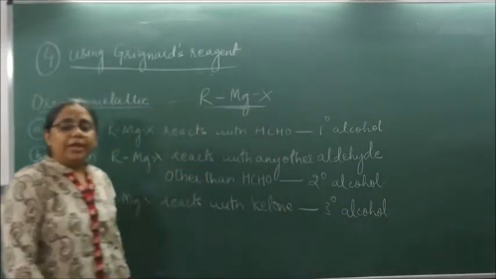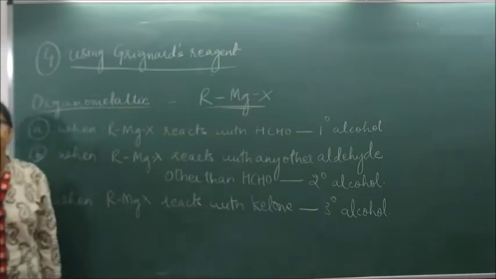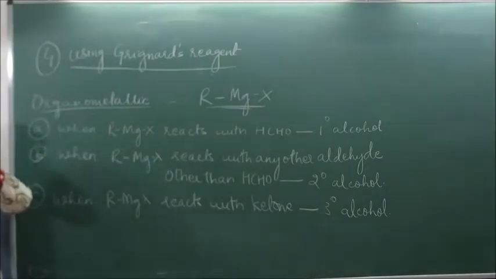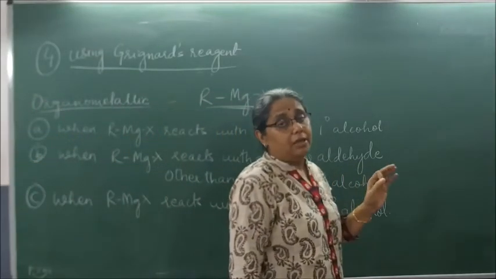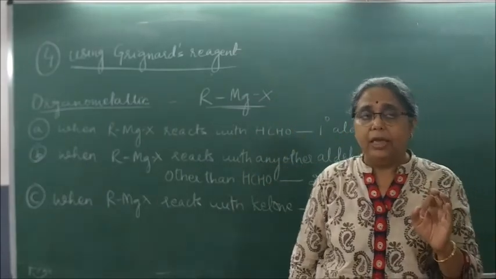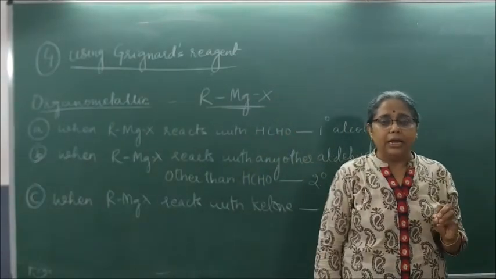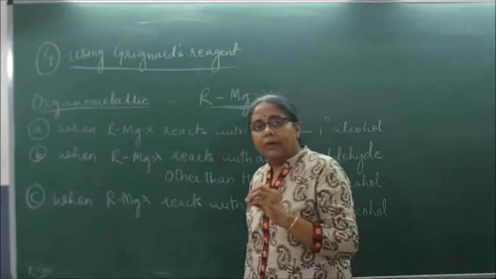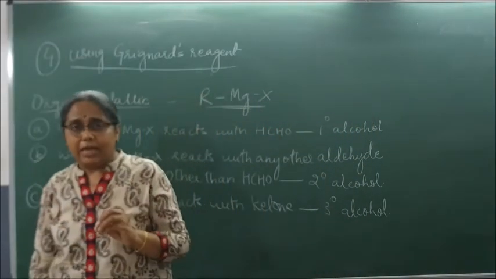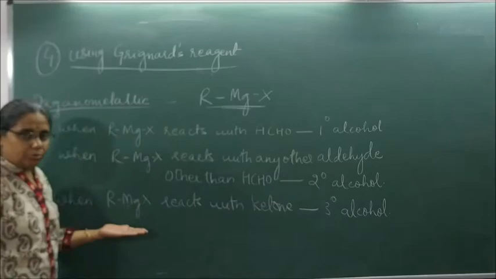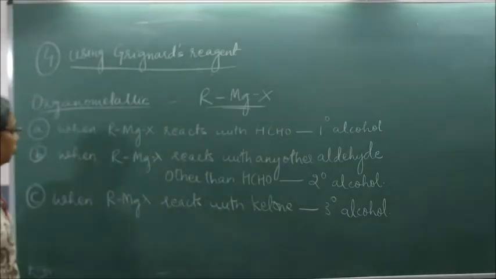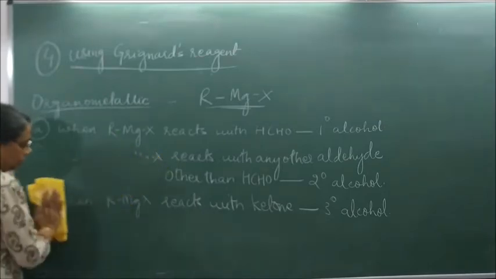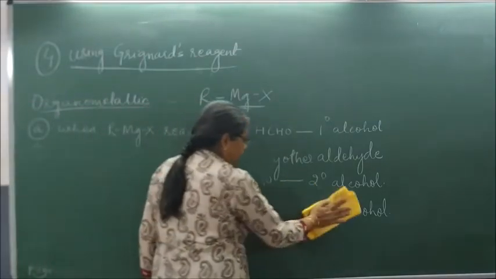This is a very important CET question. If I want to get primary alcohol from Grignard's reagent, I should always react it with what? Aldehyde. Which aldehyde? Formaldehyde or methanal. If I use any other aldehyde other than formaldehyde, I will get what alcohol? Secondary alcohol. And if I use a ketone, I will get what alcohol? Tertiary alcohol. So now we will first write the first equation, or A.